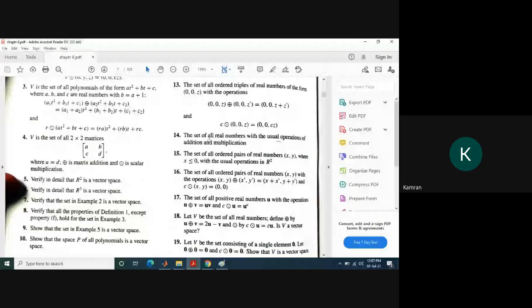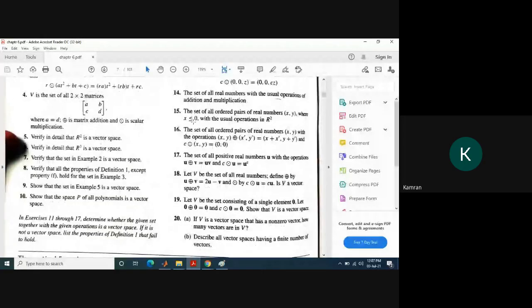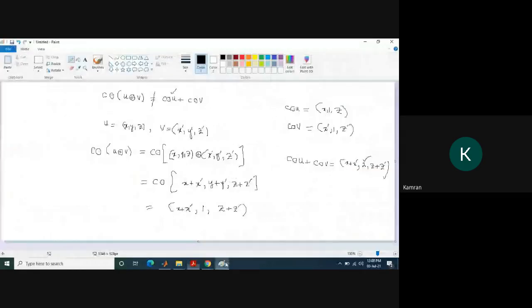So there is no issue to show that question number 14, the set of real numbers, is a vector space. Question number 15: here it is given that the set of all ordered pairs of real numbers (x, y) real numbers, where x is less than or equal to 0, with usual operations in R squared. We need to check whether this is a vector space or not. So it is not a vector space because question number 15.